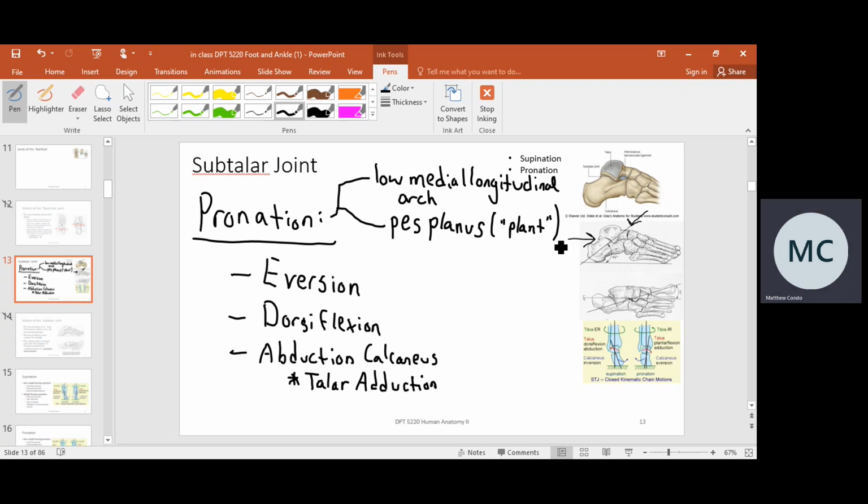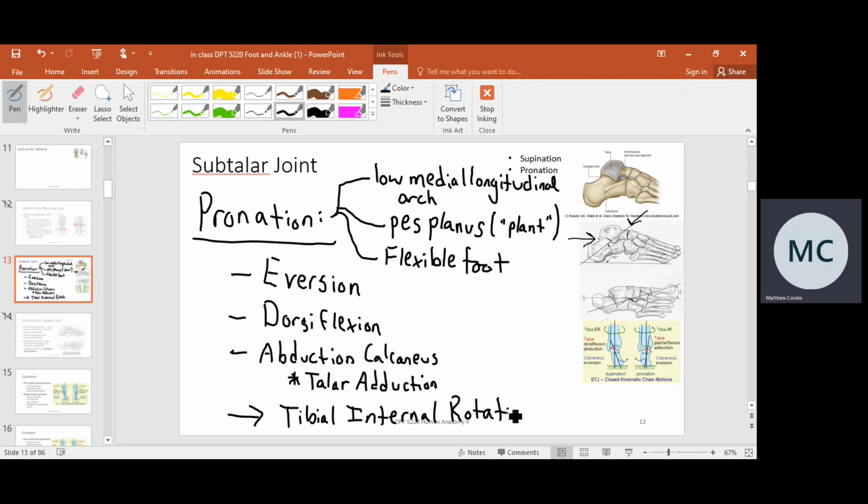So with a flat-footed person, somebody that has pes planus, would we expect to see a more rigid foot or a more flexible foot? A more flexible foot, right. So this is going to lead to a flexible foot. The other thing we're going to see is that now I'm going to have tibial internal rotation. Exactly. So I'm going to have implications for the screw home mechanism at the knee now.